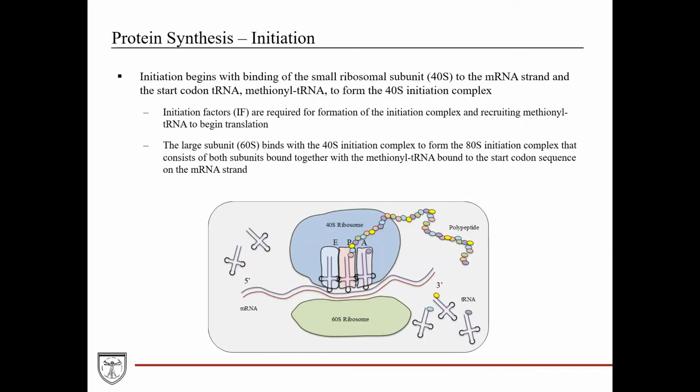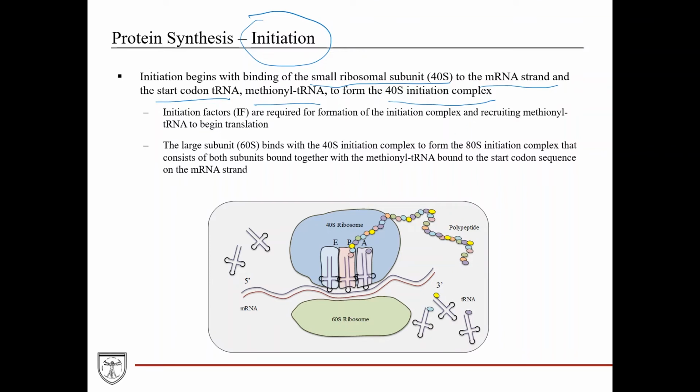So this initial process of the ribosome assembling and binding to mRNA and the methionine tRNA coming in, this is what's called initiation. So this is the first part of the actual translation process. And again, this begins with that binding of the small ribosomal subunit to the mRNA strand and the start codon, and then the methionine tRNA. And this forms a complex called the 40S initiation complex.